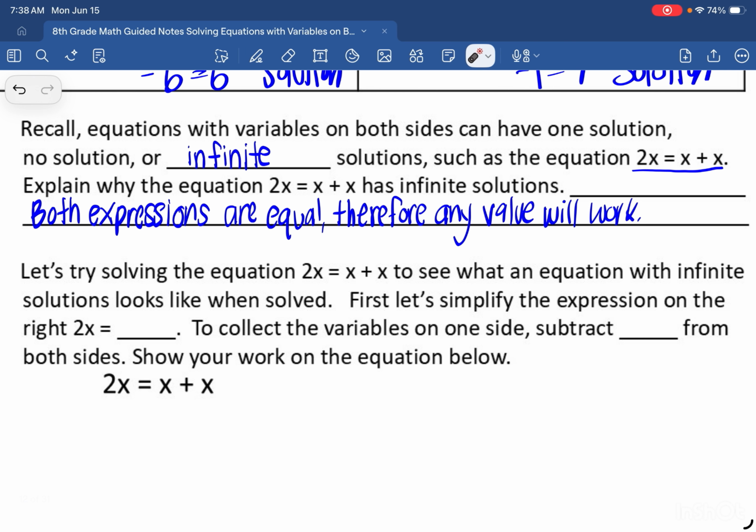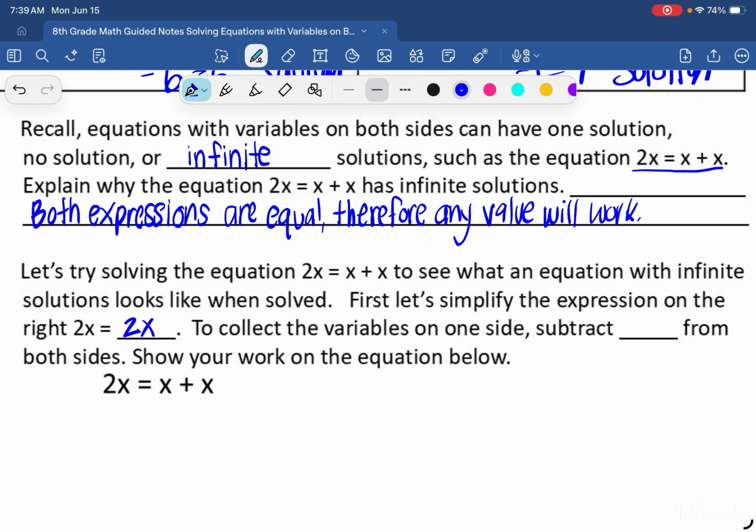Let's try solving the equation 2x equals x plus x to see what an equation with infinite solutions looks like when solved. First, let's simplify the expression on the right. So it says 2x equals, so x plus x, so 2x equals 2x. To collect the variables on one side, we're going to subtract 2x from both sides. Show your work on the equation below. All right, so now my equation says 2x equals 2x. If I subtract 2x from both sides, now my equation will say 0 equals 0.